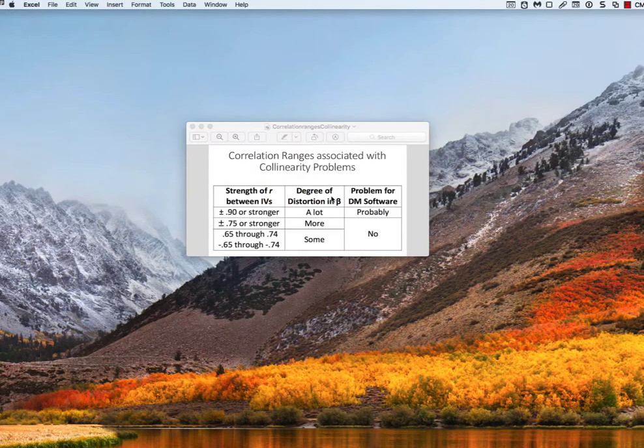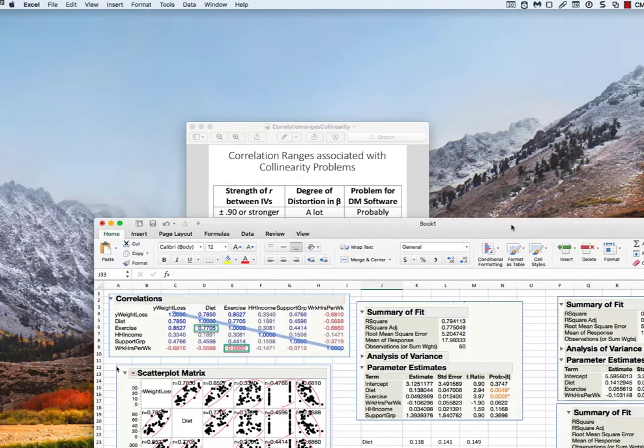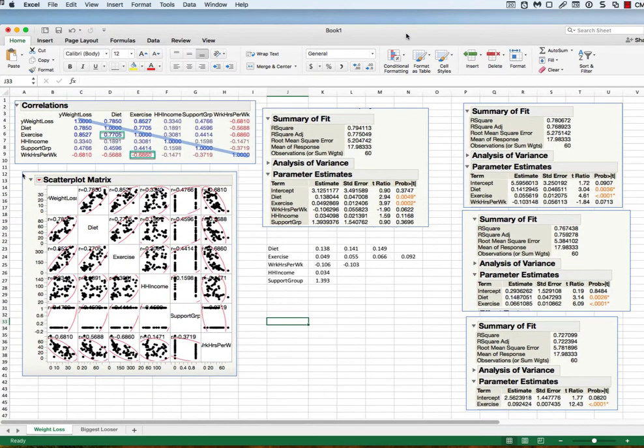I thought to help you see this by example, I prepared two examples. One where we sort of violate the rules and one where we don't. In this particular example, let's assume that we're trying to predict weight loss. And we have been tracking how well people have been staying on their diet and how well they exercise. We also know what their household income is like, whether they have been using a diet support group, and how many work hours per week they work.